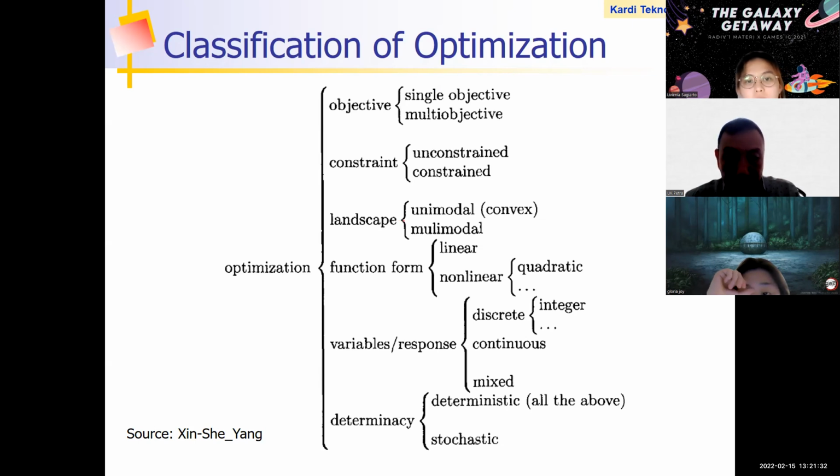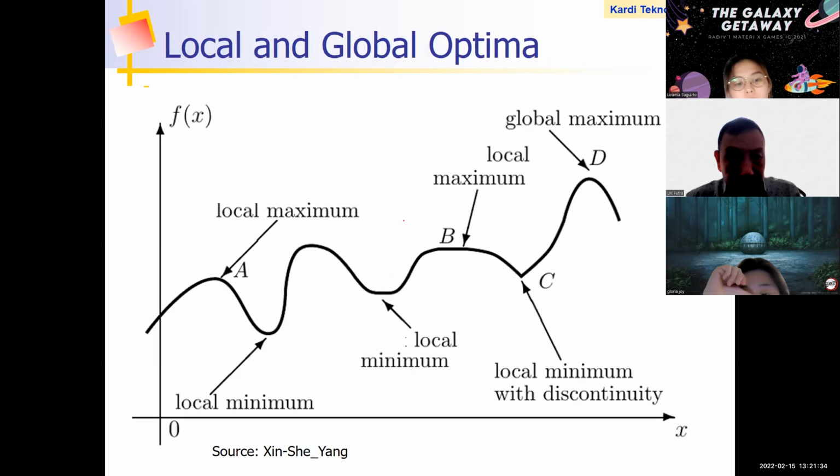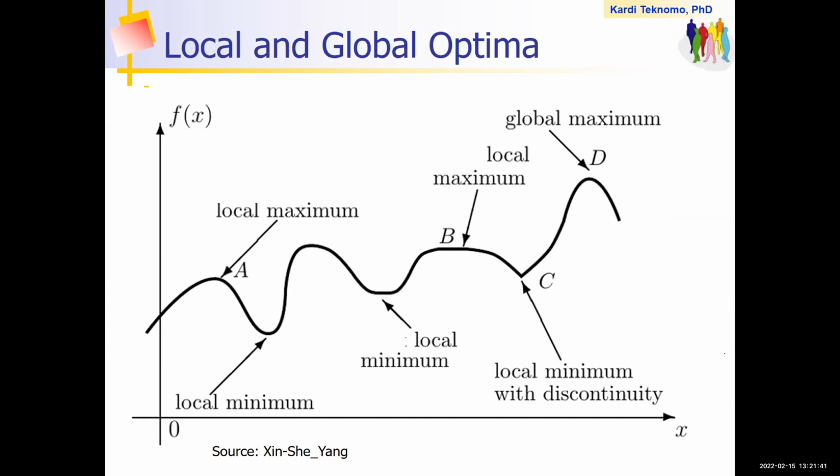Unimodal and multimodal. Okay, I will explain about it this way. Here is the example of multimodal. That means you have several peaks. Point A here is a local maximum, right? Again, this point is also a local maximum. Again, this point B is also a local maximum. In this graph, this is the global maximum, correct?